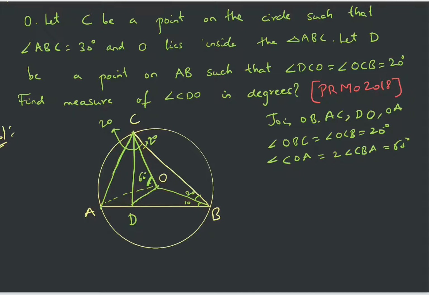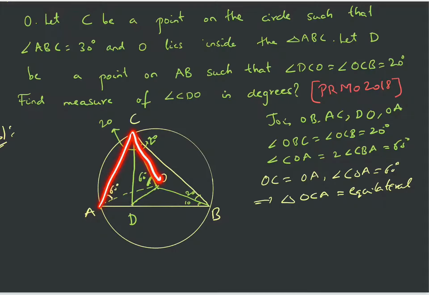Yes, now if you see this triangle OCA, OC is equal to OA, right? Because these are radii and this angle is 60 degrees. So we know that if in a triangle two sides are equal and the included angle is 60, then the triangle is what? Equilateral triangle. So OC equals OA and angle COA equals 60 degrees implies the triangle OCA is equilateral. This we have already proved and you can also prove it again. It is quite simple. So then this angle is also 60 and this entire angle ACO should be 60, right?